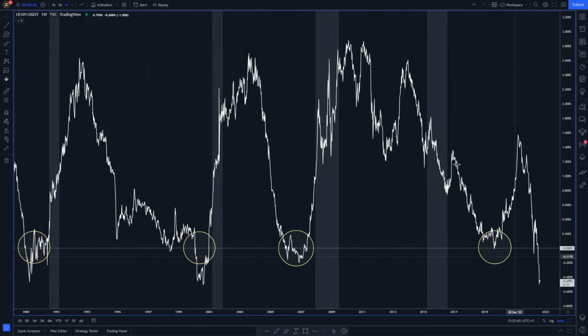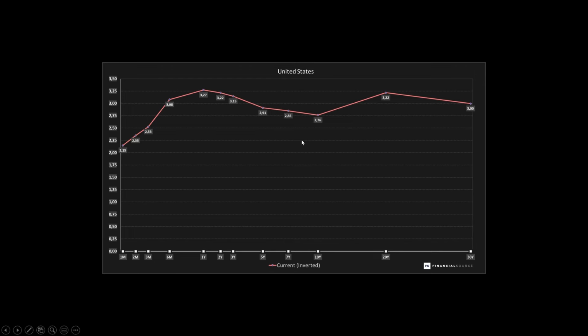So I think to better explain this, we need to start with the basics, and the basics is understanding what drives the various parts of the yield curve. Now, you take a look at this chart. This is just the current yield curve for the United States, which basically tracks the yields across various maturities, starting at the 1 month, going all the way to the 30-year bond yield.